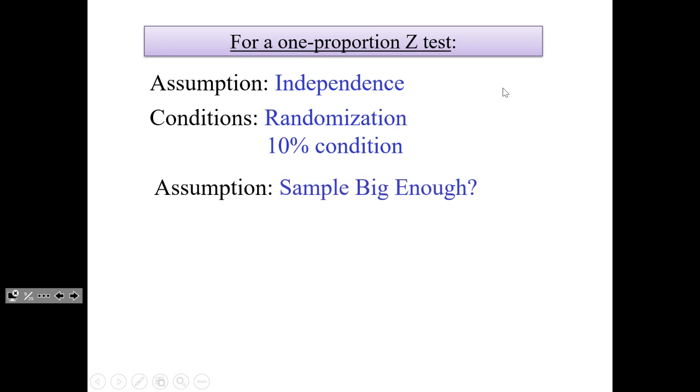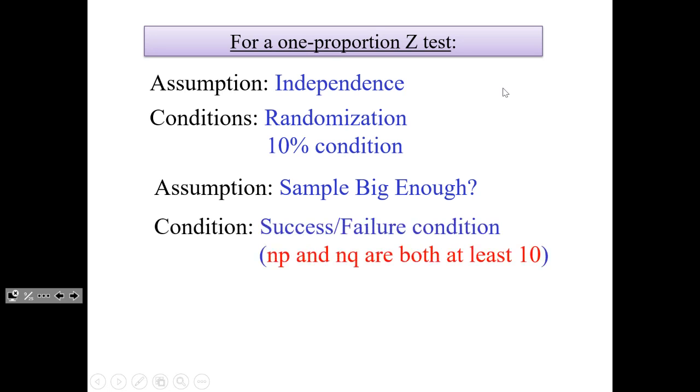Next thing I need to know, was my sample big enough? If my sample's big enough, then I get to use a normal distribution. In order to have that, I need my success/failure condition. N times P and N times Q have to both be at least 10. Now, I have to emphasize this point. This is N times P. This is based on my null hypothesis. This is not N times P hat. I'm not worried about my sample yet.